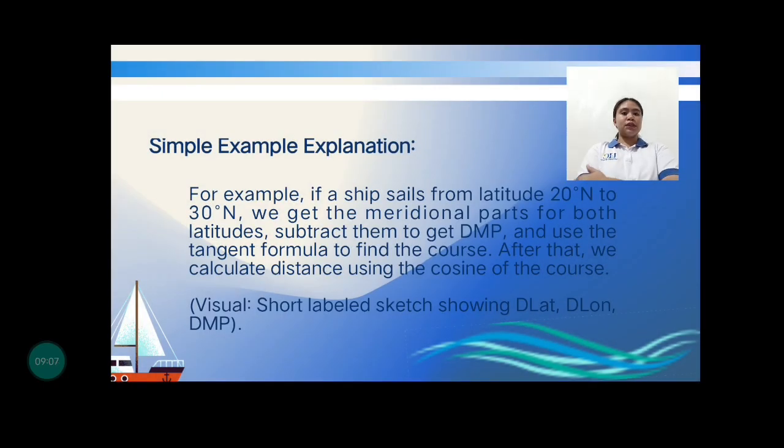So here is a simple example explanation for composite sailing. For example, if a ship sails from latitude 20 degrees north to 30 degrees north, we get the meridional parts for both latitudes and subtract them to get the DMP and use the tangent formula to find the course. After that, we calculate distance using the cosine of the course. So the visual is a short labeled sketch showing DLAT, DLO and DMP.